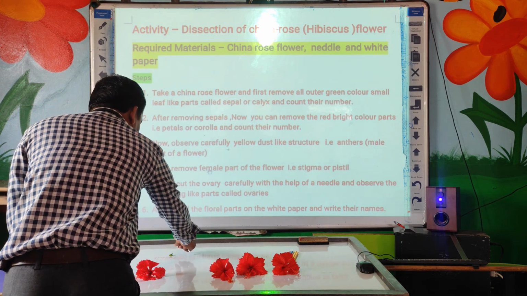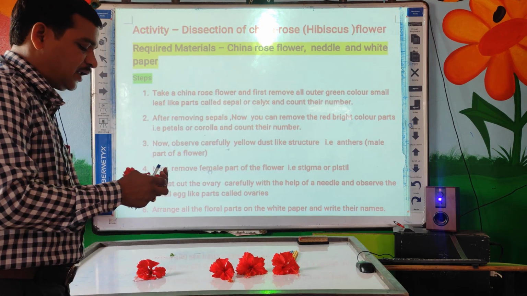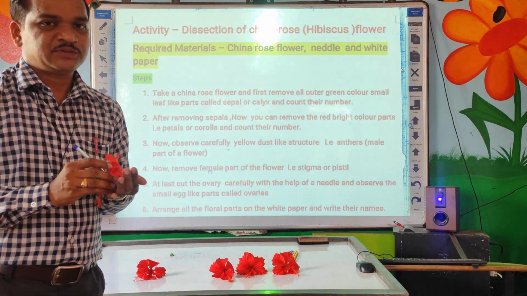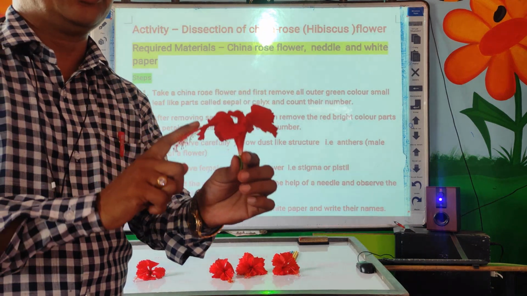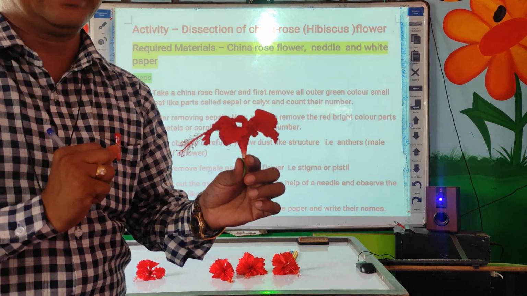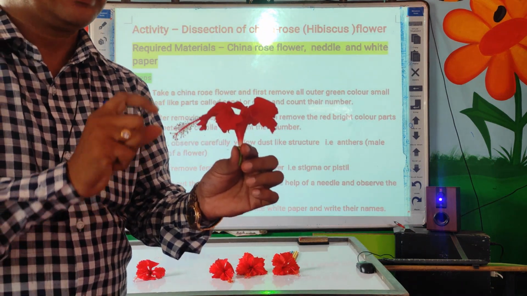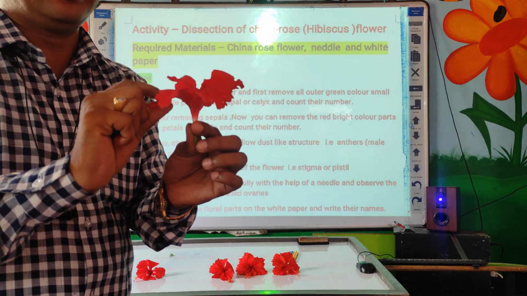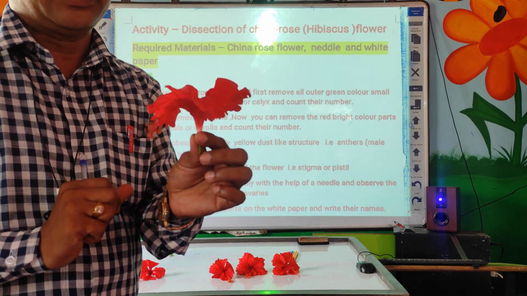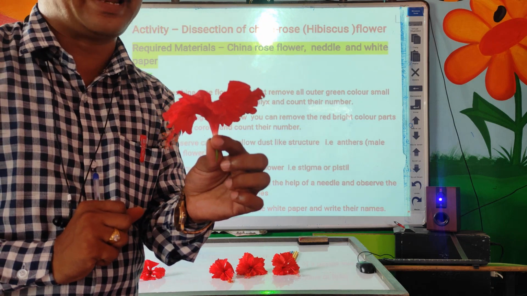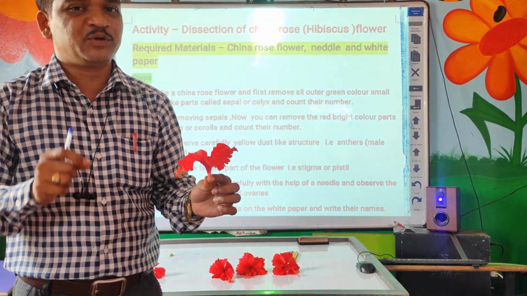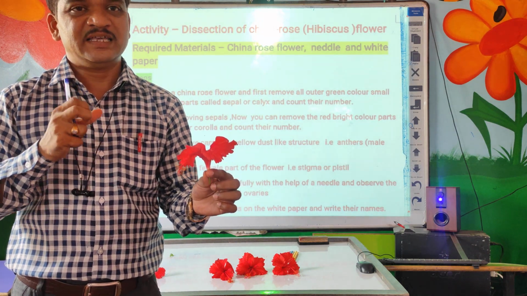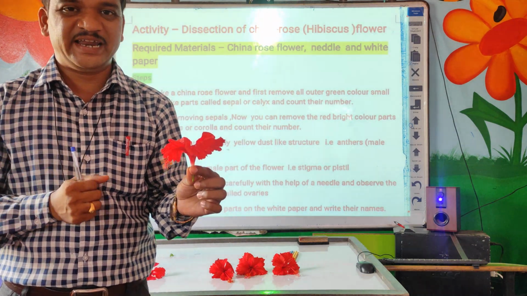Calyx, also called sepals. Okay. Now, next part. So what is the next part? Next part, now you have to remove the petals or corolla. These petals are always bright in color. Do you know why these petals are always bright in color? These petals are bright in color to attract the insects for pollination.